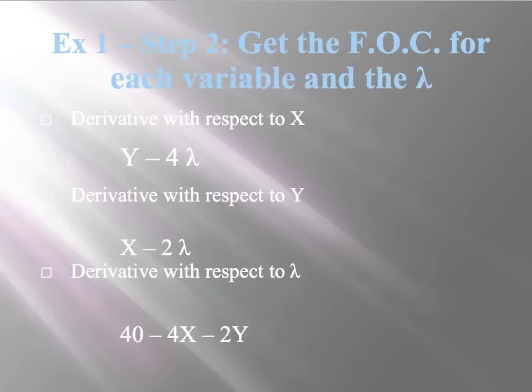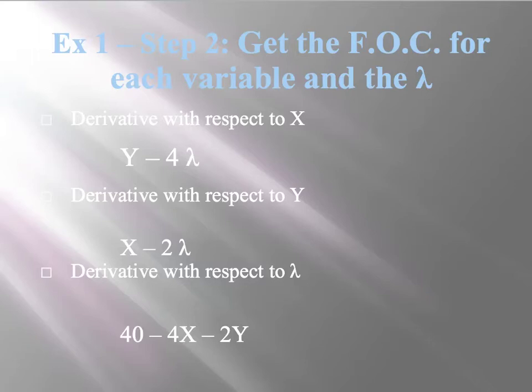Now, here's where your calculus has to come in. Step 2 is getting the first order condition for each variable and then the Lagrangian multiplier. So what you have to do is look at your Lagrangian setup from the equation that was given to you, and take the derivatives. So here we have to take what's called a partial derivative with respect to x on the equation, a partial derivative with respect to y, and then a partial derivative with respect to lambda, or the Lagrangian multiplier in this case.